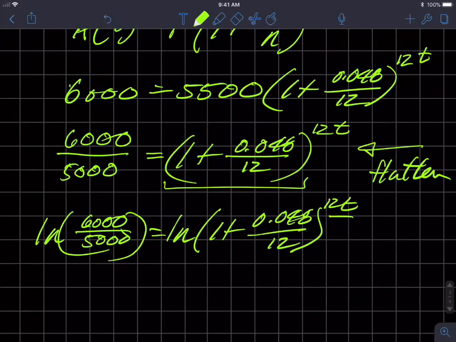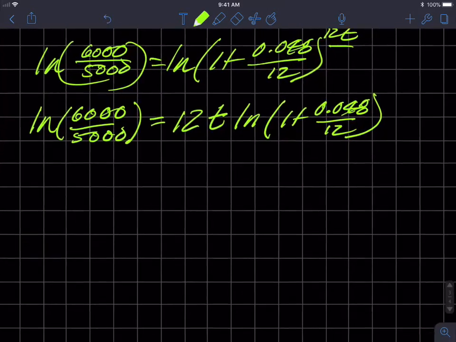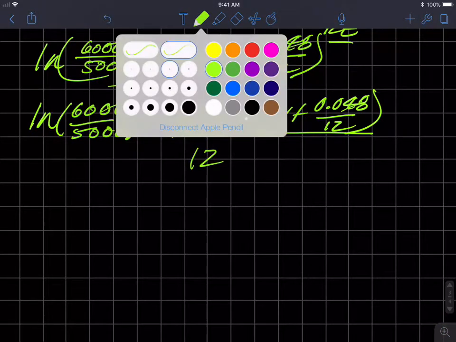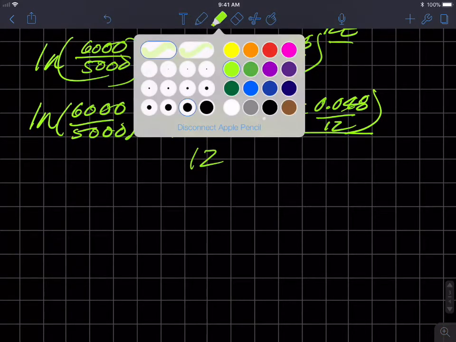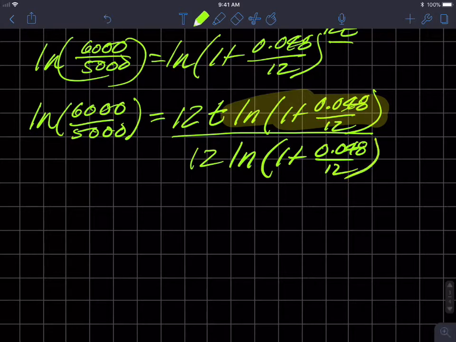Now remember, I can write this exponent as a coefficient in front of the natural log. So I get this on the left, which we're not going to do anything further with for a little bit. And I get 12 times t times the natural log of 1 plus 0.048 over 12. Now, if I divide this side by 12, I'll be left with all of this, right? But if I divide it by 12 times the natural log of 1 plus 0.048 over 12, that's just a big, giant, ugly number. Do the same thing to both sides.